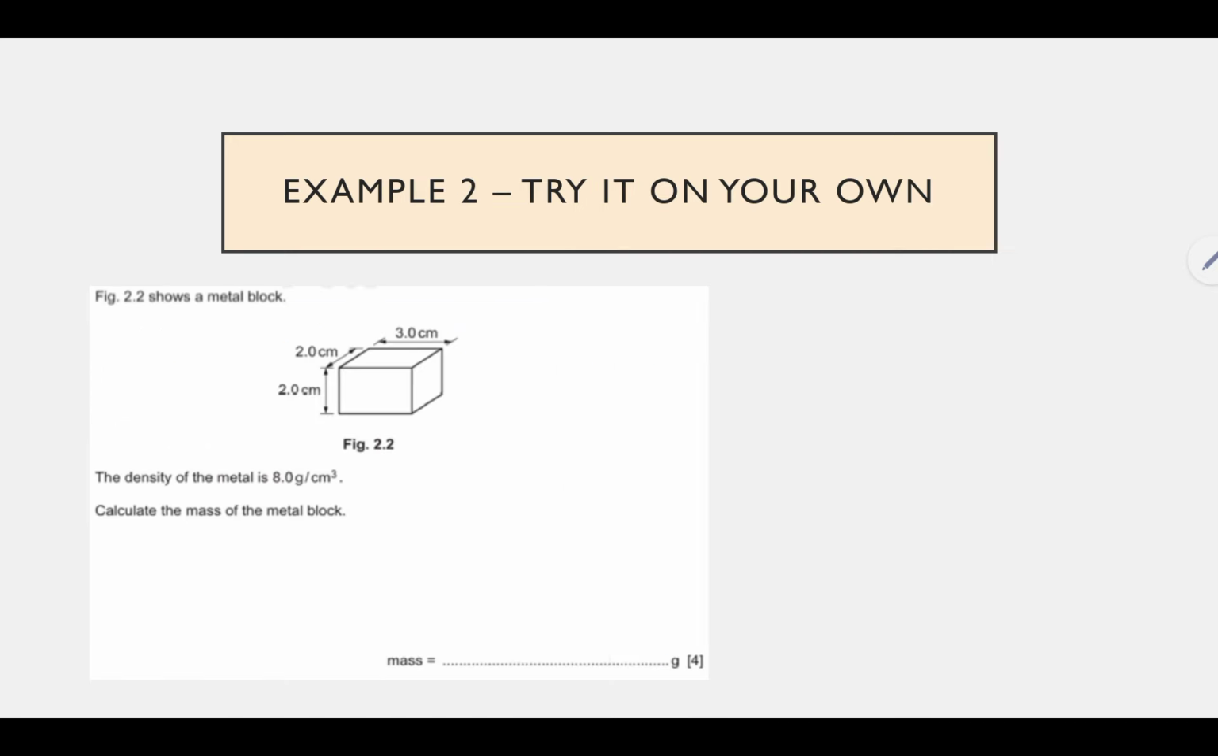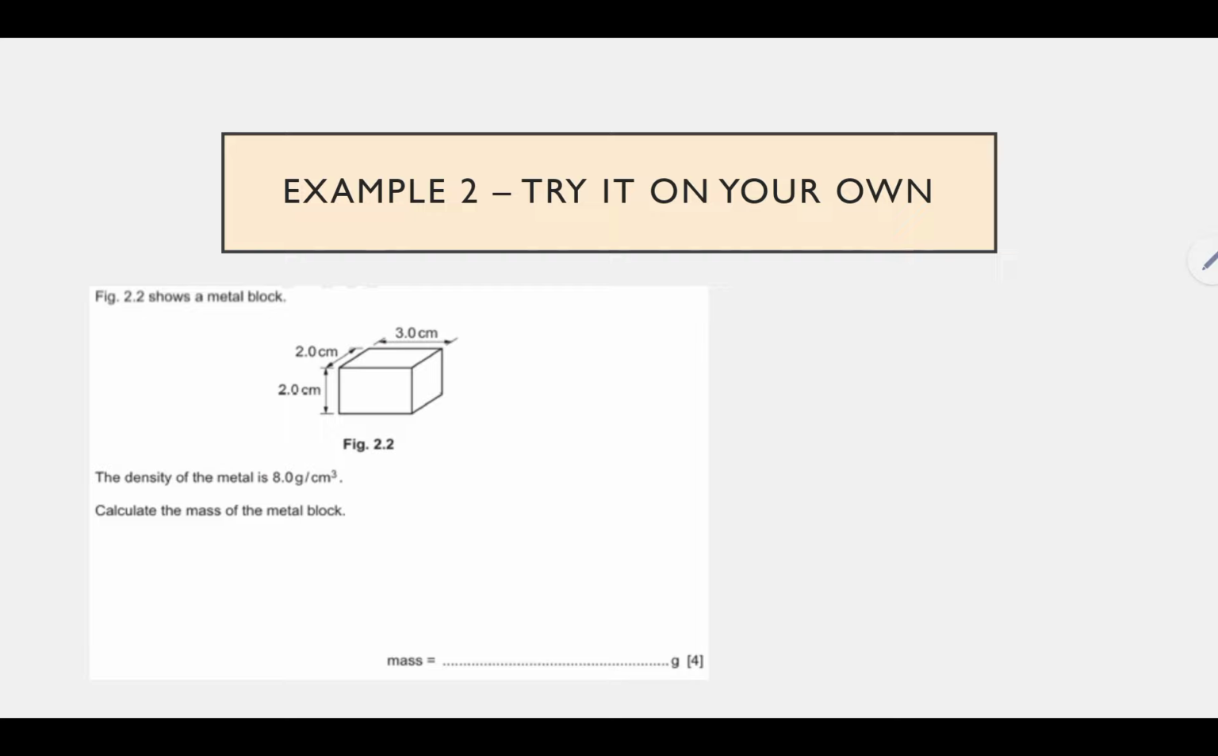Here's another example. Please pause the video, try it on your own, and then unpause to check your answer. In this picture, they gave me the dimensions of a metal block, and they gave me the density. They're asking to calculate the mass of the metal block. Our original equation was density equal mass over volume. We need to rearrange the equation to find mass. So mass will be equal to density times volume.